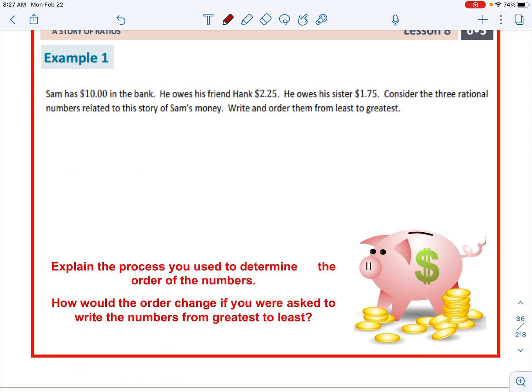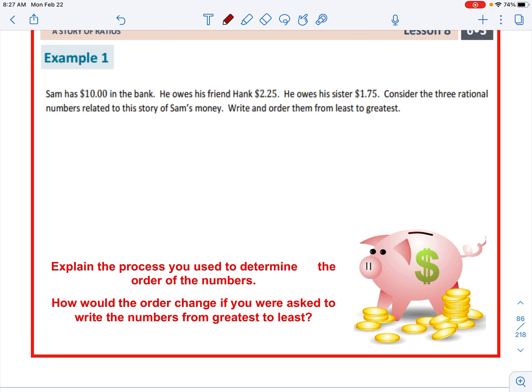All right, let's go ahead and go on to example 1. Okay, so now we're going to be getting into some word problems. These word problems are going to give us an example, and then we're going to write the solutions in order from least to greatest. Okay, so example 1 says Sam has $10 in the bank. He owes his friend Hank $2.25. He owes his sister $1.75. Consider the three rational numbers related to the story of Sam's money. Write them in order from least to greatest.